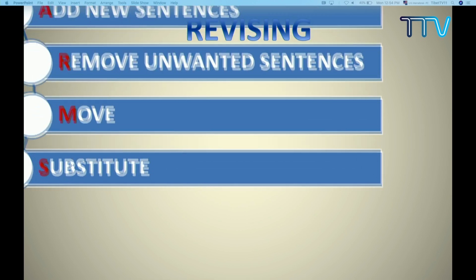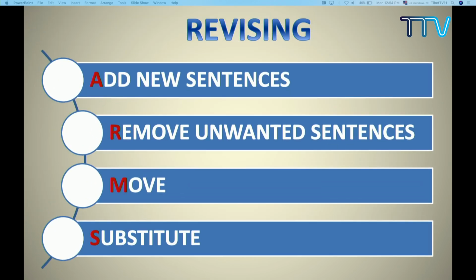And the next one is revising. Revising and editing, some people do these 2 processes simultaneously. It depends on you. Whichever is convenient for you, you can do that. In revising, we have one acronym. The acronym is ARMS, where A stands for add new sentences.